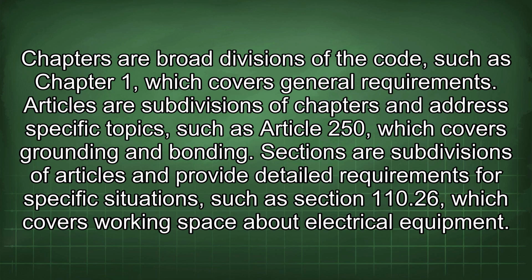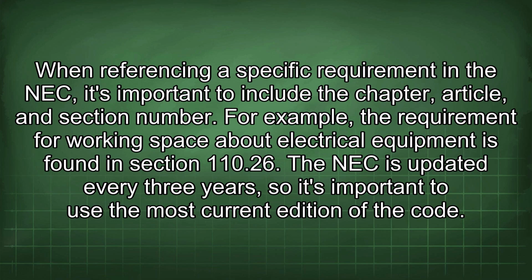Sections are subdivisions of articles and provide detailed requirements for specific situations, such as Section 110.26, which covers working space about electrical equipment. When referencing a specific requirement in the NEC, it's important to include the chapter, article, and section number. For example, the requirement for working space about electrical equipment is found in Section 110.26.